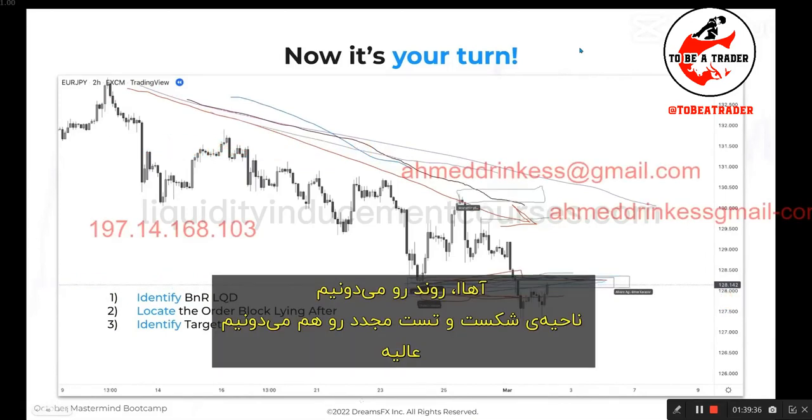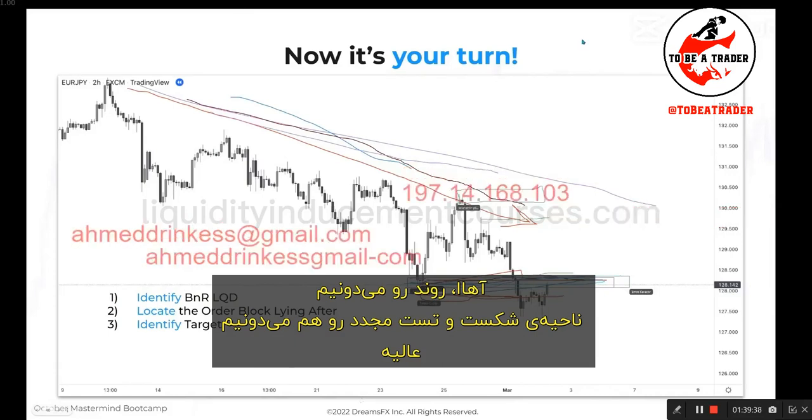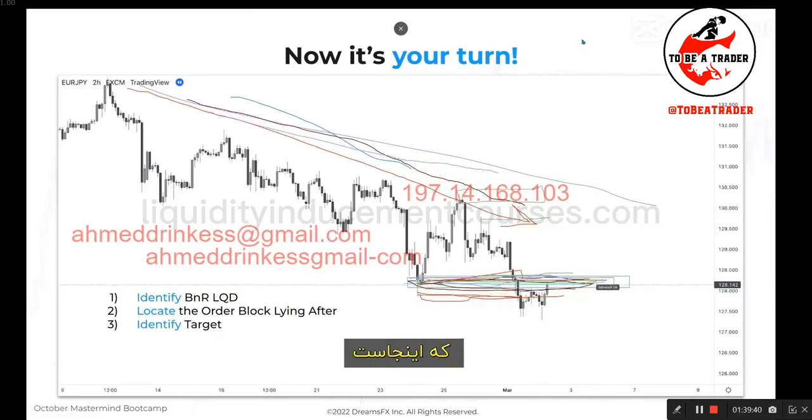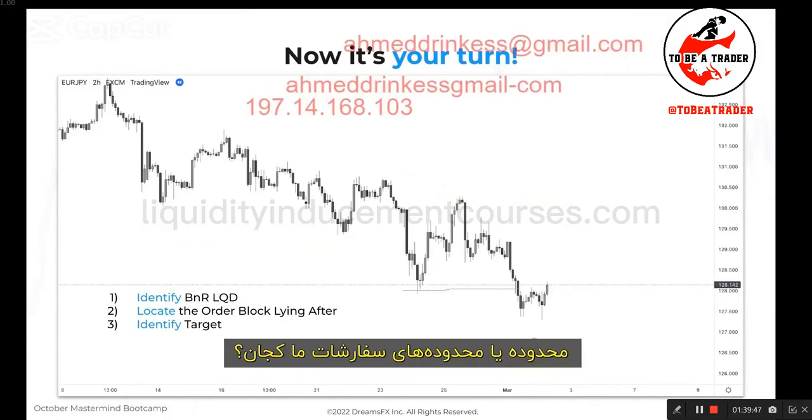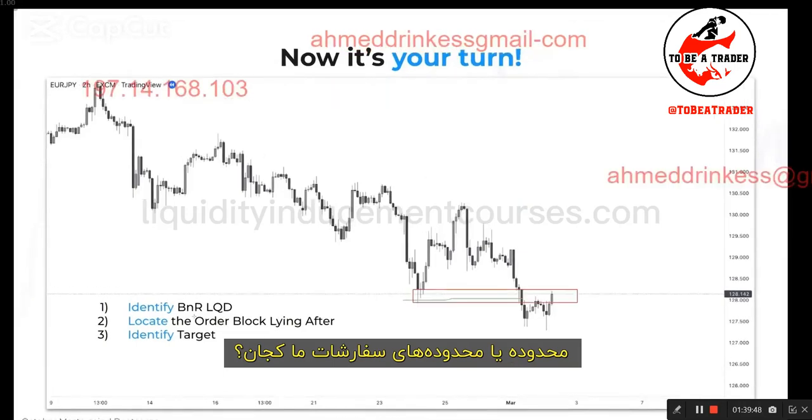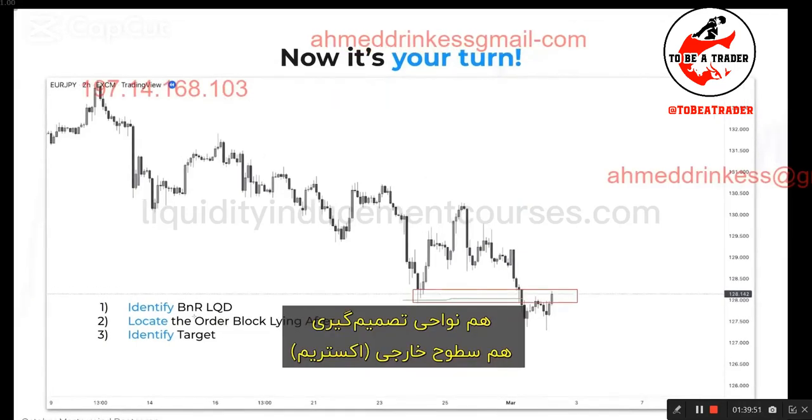Boom. We know the trend. We know the break and retest. Awesome. After we know what the break and retest is, which is right here, we know this is the break and retest. Where's our correct order block or blocks? Decisional and extreme.